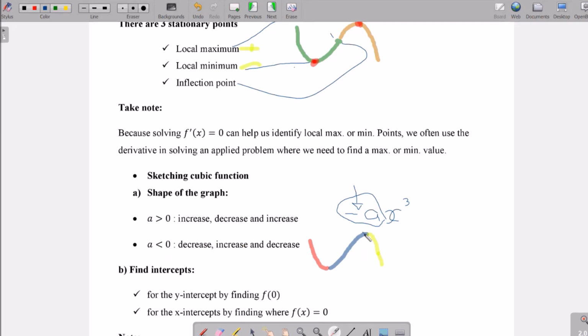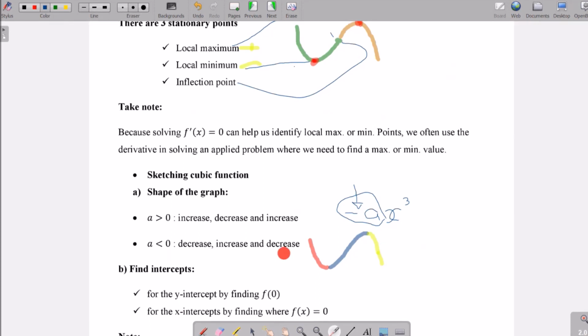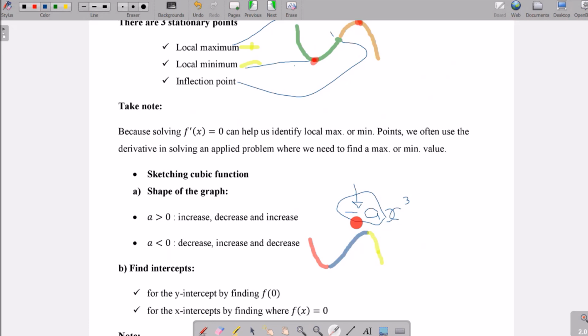And then after it comes up, that's the turning point. And then the graph has to be drawn from the top going downwards, which means now the graph is decreasing. It means now the coefficient of x to the power of 3 is a negative number. That's why I put negative a here.